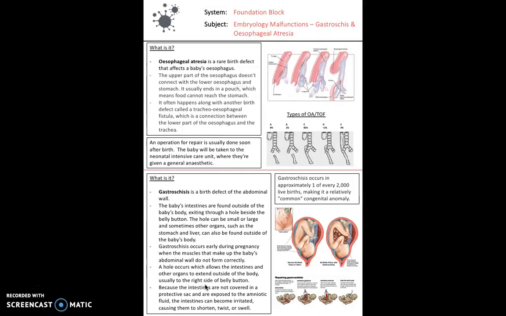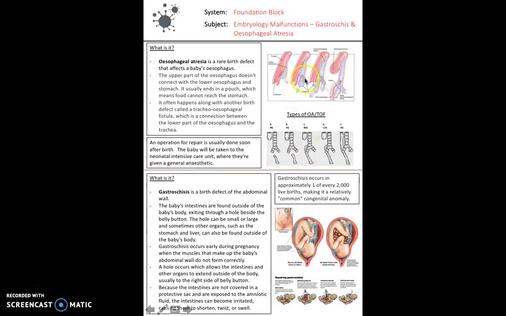Next we move on to embryological malformation, so we look at gastroschisis and esophageal atresia here. Esophageal atresia is a rare birth defect that affects the esophagus. The upper part of the esophagus doesn't connect with the lower esophagus and stomach, and therefore it usually ends in a pouch, and we describe this as a blind-ended pouch. It often happens alongside another birth defect we call a tracheoesophageal fistula, which is a connection between the trachea and the lower part of the esophagus.